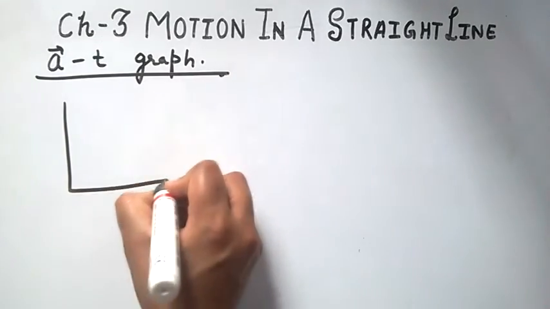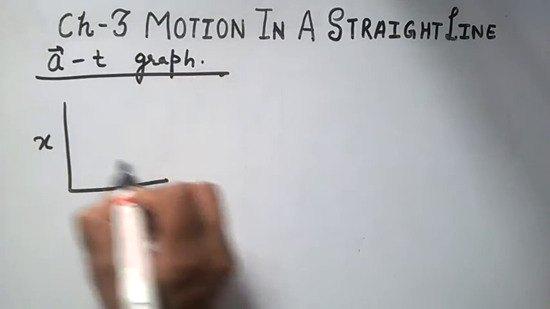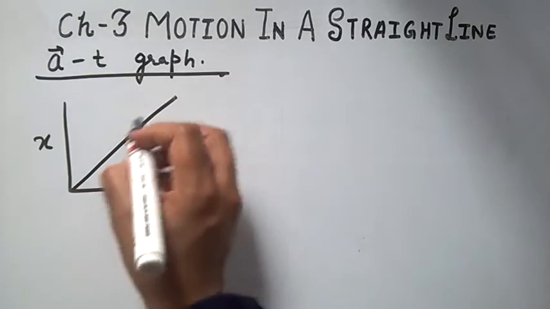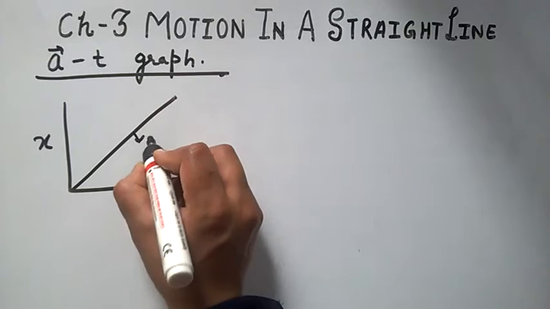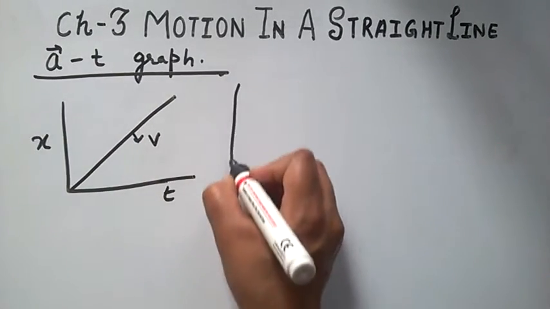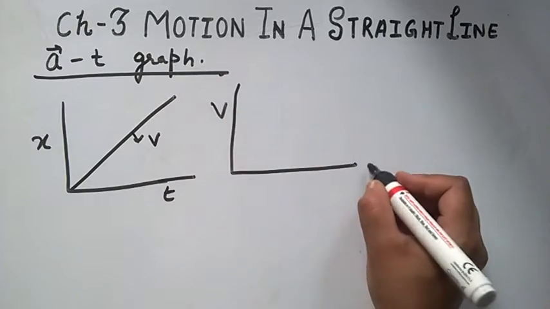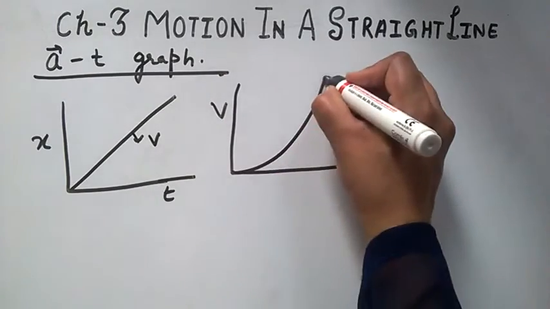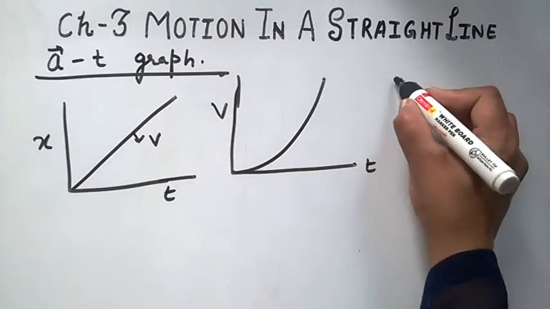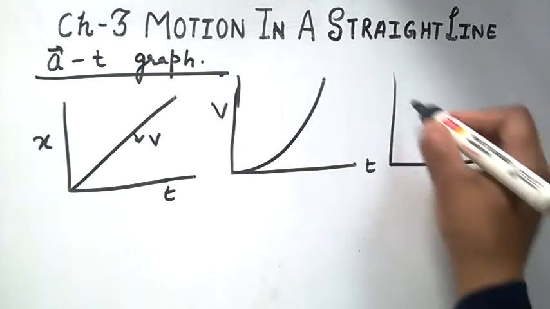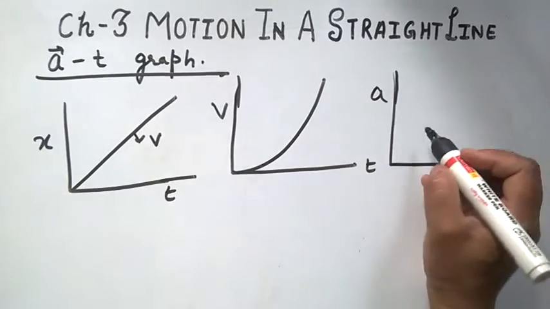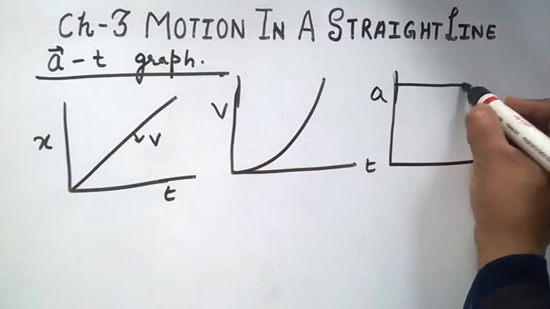We have studied that when we draw distance or displacement time graph, which can be of various types, then the slope is speed or velocity. When we draw a graph between velocity and time, then the slope is acceleration. This also we have studied. Now if we draw graph of acceleration versus time, then the slope is known as jerk.